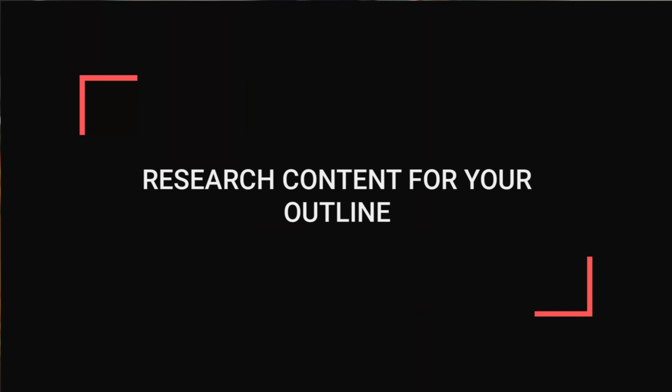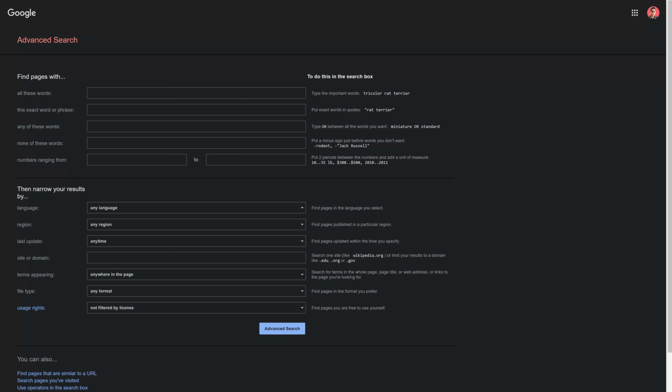Alright, after you're done with that, it's a matter of researching your outline content. This is all the content, statistics, reports, and media you'll need for the blog post itself. And one thing we love doing is using advanced search on Google to find information we need.